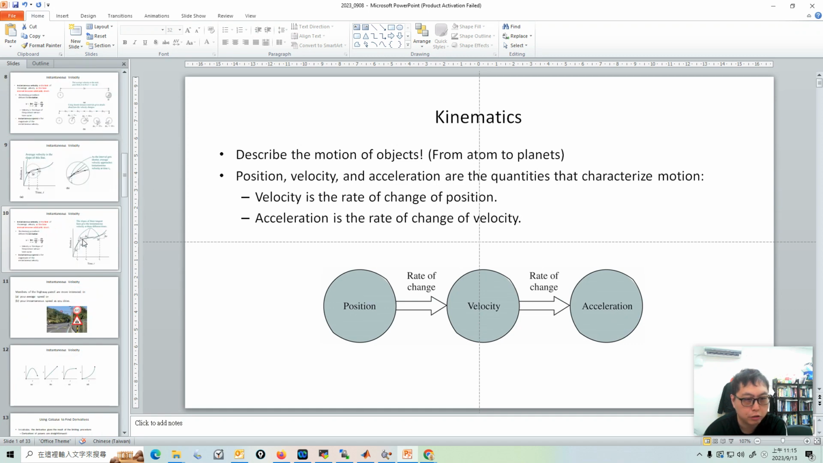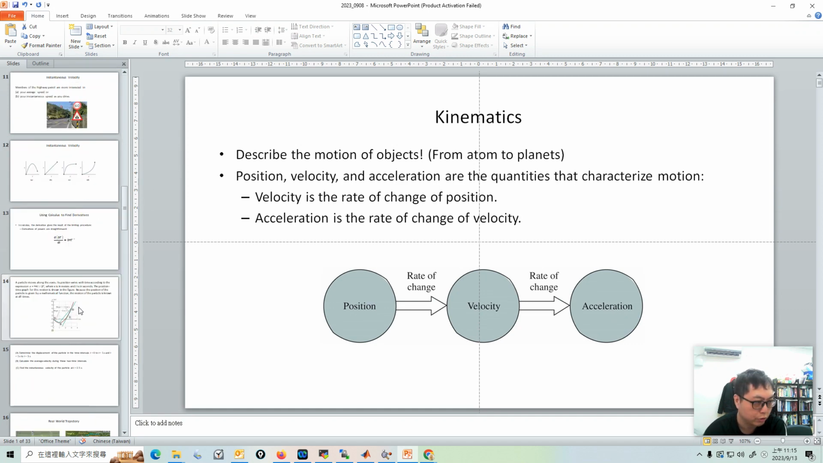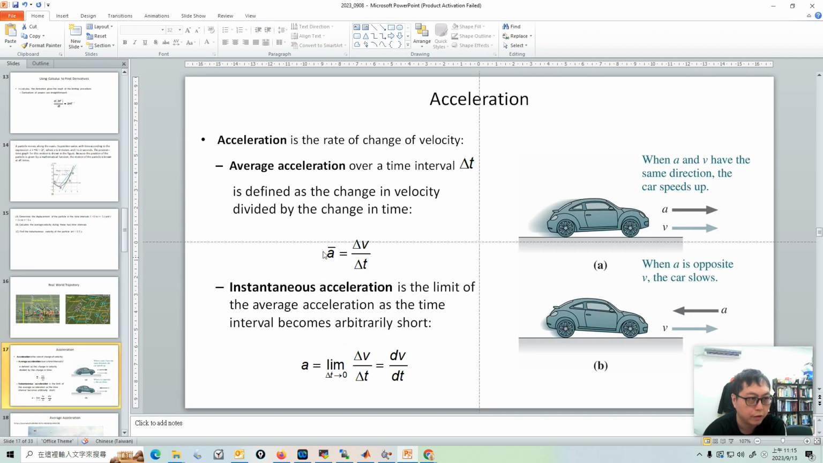Its definition is very similar to velocity, so let's look at it. Acceleration is the rate of change of velocity. Like velocity, it also has average acceleration and instantaneous acceleration. The definition of average acceleration is the change of velocity divided by the time interval.